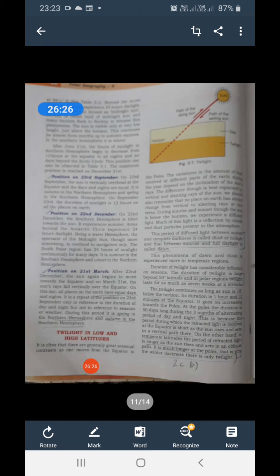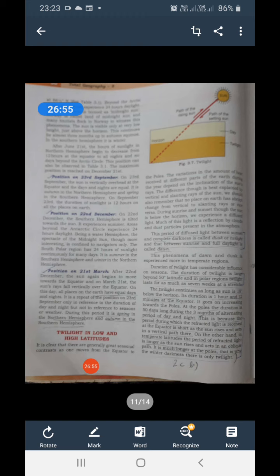But at that time, on June 21st, when there is summer in the northern hemisphere and we have longer days and shorter nights, at that time in the southern hemisphere, the Tropic of Capricorn is not facing the sun. So the southern hemisphere experiences its winter with shorter days and longer nights.